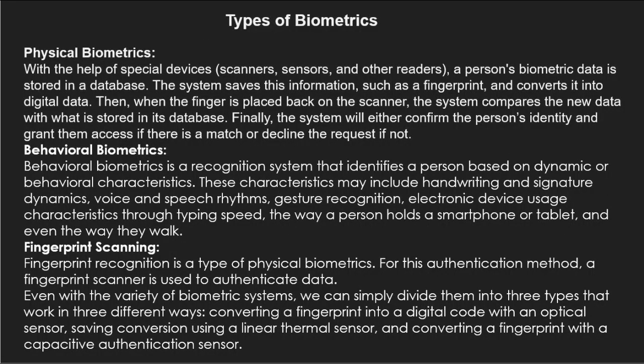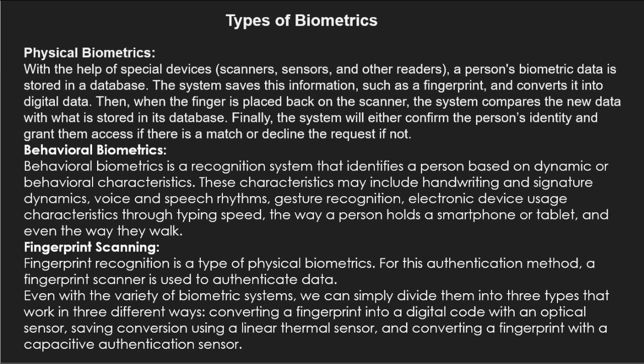Types of biometrics. Physical biometrics. With the help of special devices, scanners, sensors and other readers, a person's biometric data is stored in a database. The system saves this information such as a fingerprint and converts it into digital data. Then when the fingerprint is placed back on the scanner, the system compares the new data with what is stored in the database. Finally, the system will either confirm the person's identity and grant them access if there is a match or decline the request if not.